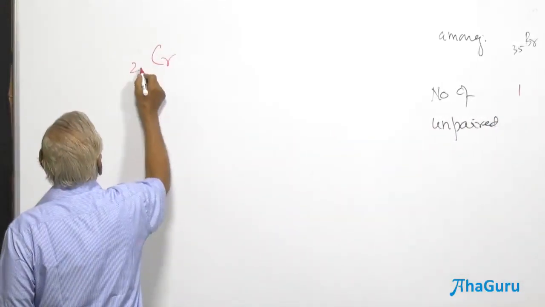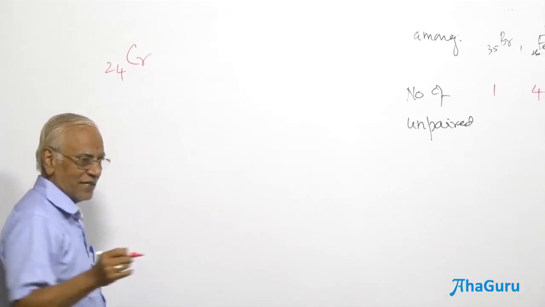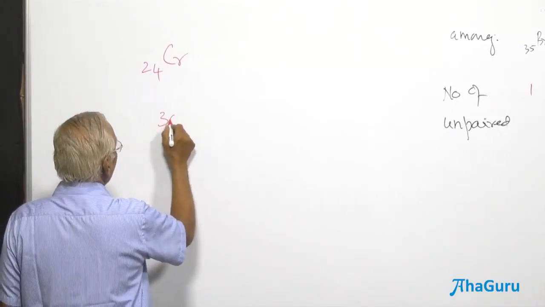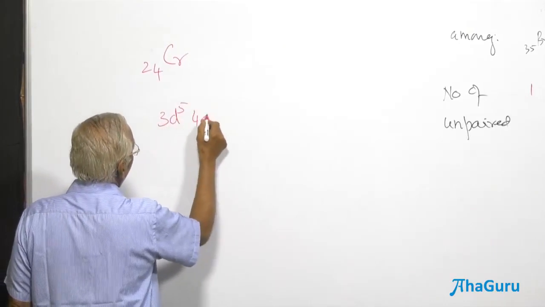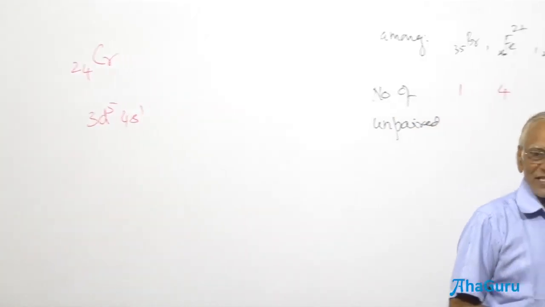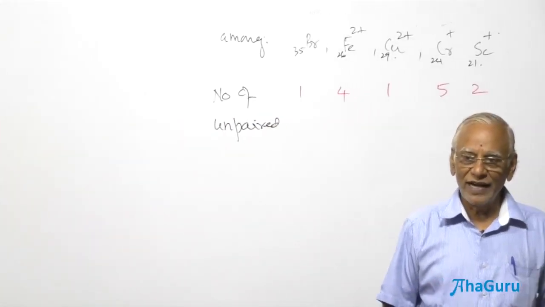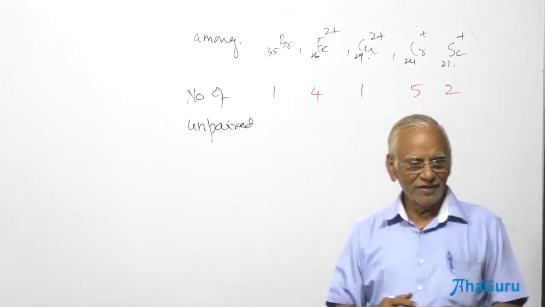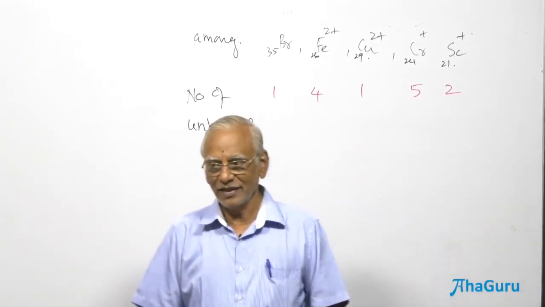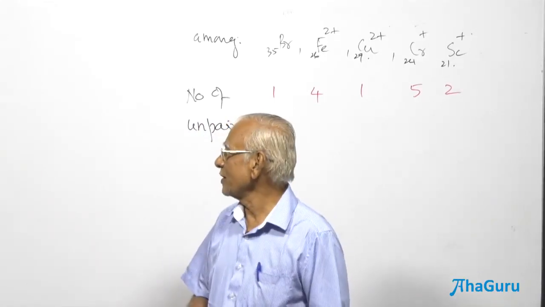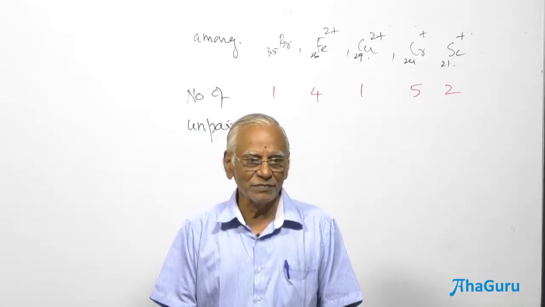The atomic number is 24. I said 4s2 3d4, but it has to be 3d5 4s1. How many unpaired electrons? 6 unpaired electrons, 5 in the d orbital, 1 in the s orbital, right? Make a note of it. 5 in the d orbital and 1 in the s, and that is going to be 3d5 4s1, the maximum.